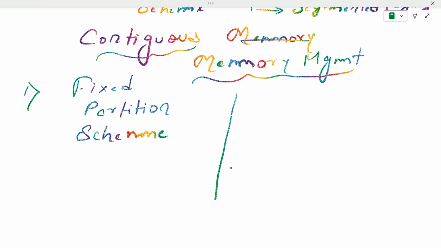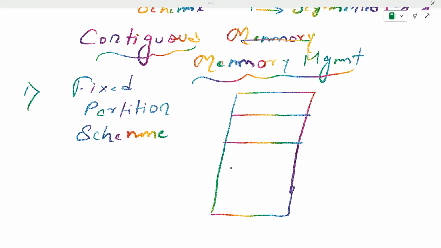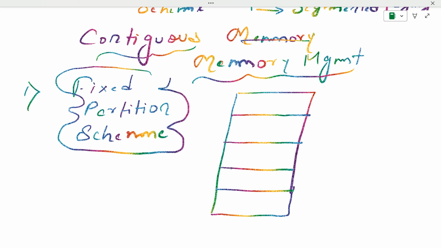Let's say we have a memory of 1000 kilobytes. We are dividing the memory into fixed slots. We are dividing the memory into fixed partitions, and that is why the term fixed partition scheme comes into the picture. In this partition scheme, memory is divided into a fixed number of partitions.